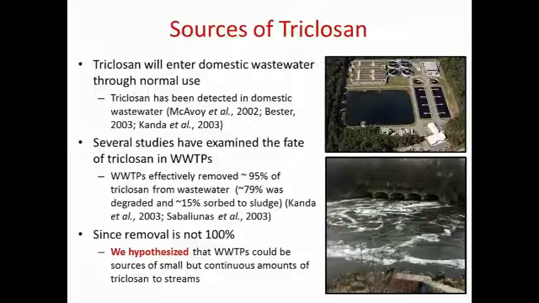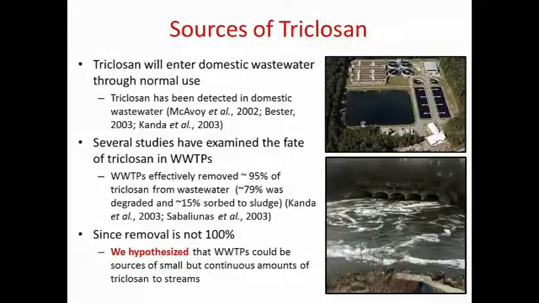Now, the majority of that removal comes from partitioning of the triclosan to the sludge. So a lot of it ends up in the sludge, which is a whole other environmental issue that I'm not dealing with. But a lot of that sludge, especially in Illinois, ends up getting land applied, and there could be significant concentrations of triclosan in there. And a good percentage of it also gets degraded. Triclosan can be degraded fairly effectively under aerobic conditions. But the removal is not 100%. So there are measurable amounts of triclosan coming out in wastewater effluent, and a number of studies have detected triclosan in wastewater effluent.